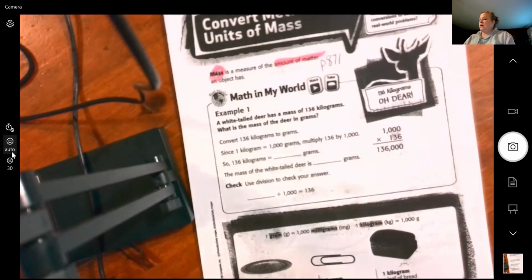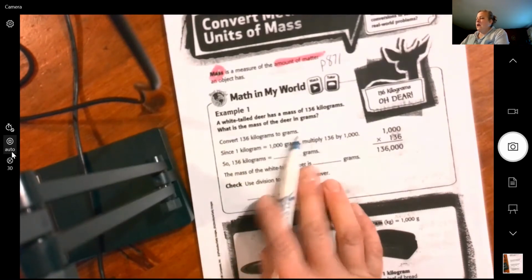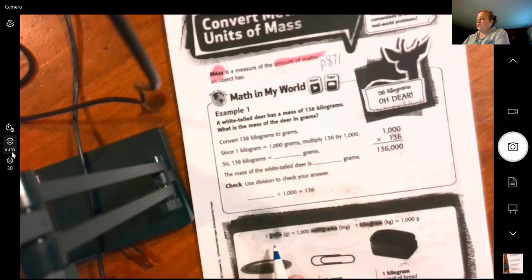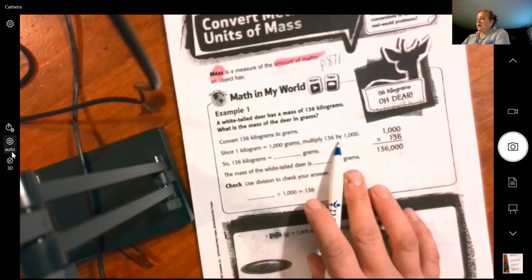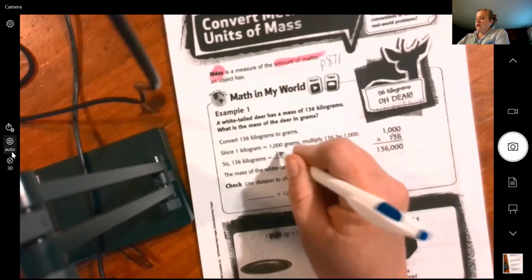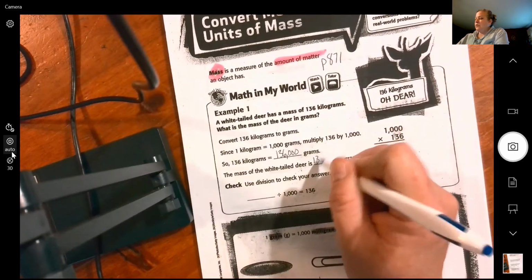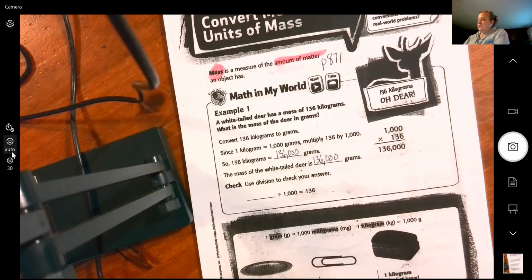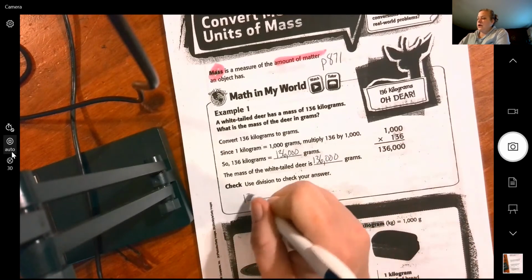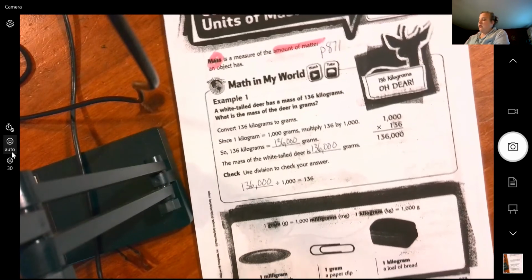All right. So here we go. I have 136 kilograms to grams. 1 kilogram equals 1,000 grams. So you're going to multiply it by 1,000. We're going to use our zeros trick. We're just going to add our zeros. The mass of the deer is 136,000. You can use division to check, just like we would for any multiplication problem, and we get our answer.